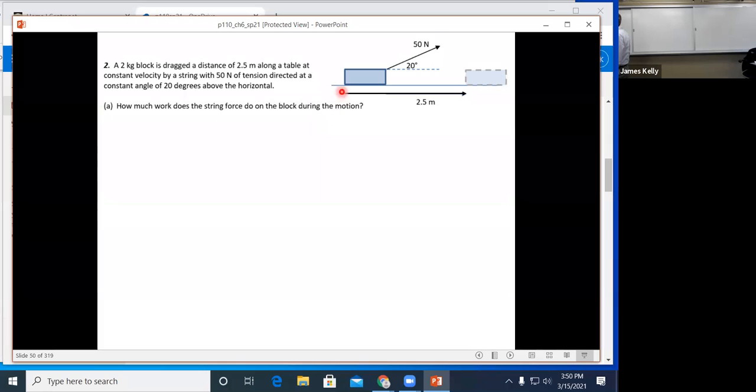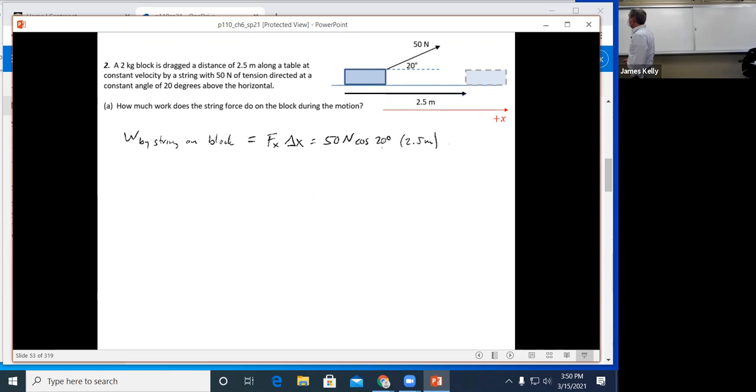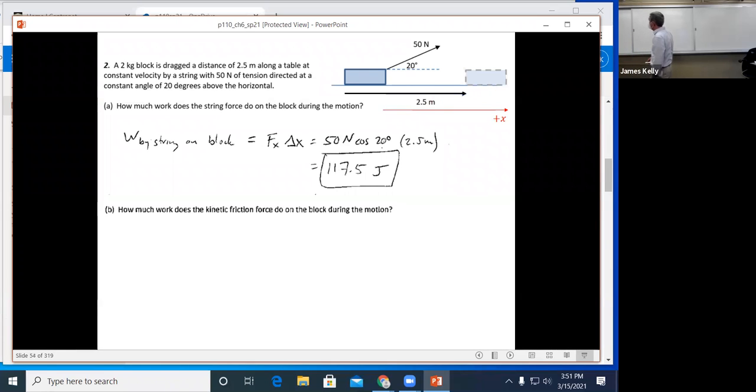So here's the displacement. I'm going to want to align my x-axis with the displacement direction in order to use that Fx delta x simplified formula. So I'm going to choose plus x along the direction of the displacement. And then the force by the string is of strength 50 newtons, so its x component is 50 newtons times the cosine of 20 degrees. This x component, times the x displacement. So you work those out, 117.5 joules.